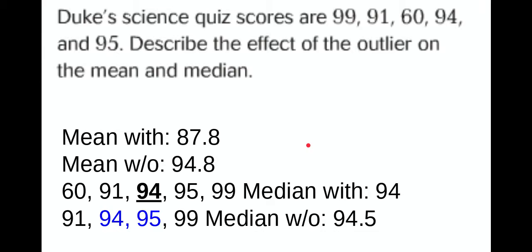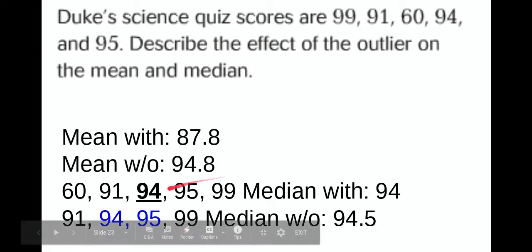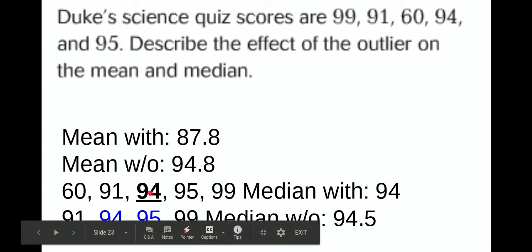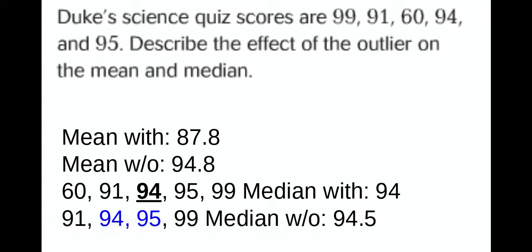Then let's see what happens to your median. So your median with the outlier has 5 numbers in your data set. So that's easy to find the median. It's going to be 94. The median without is going to be the same order, except we lop off that 60, and now we have two numbers that are kind of in the middle, the 94 and the 95.